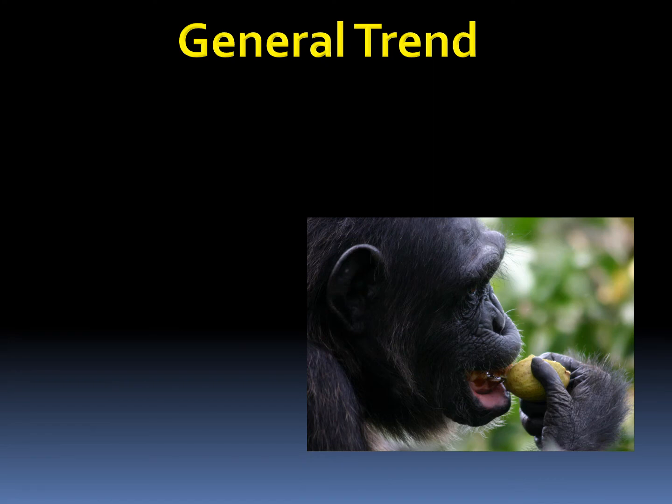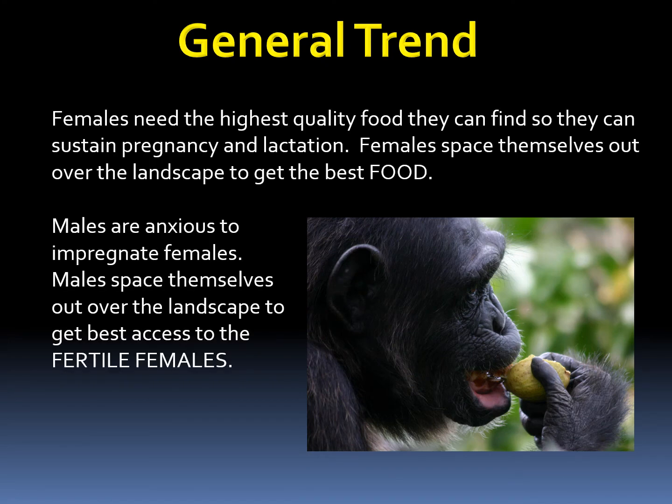The general trend that we see in primate mating has to do with food acquisition. Females need the highest quality food they can find so they can sustain pregnancy and lactation. So females will space themselves out over the landscape to get the best access to food. Males, on the other hand, are anxious to impregnate females and pass their genes to the next generation. So males will space themselves out over the landscape to have the best access to fertile females, right?